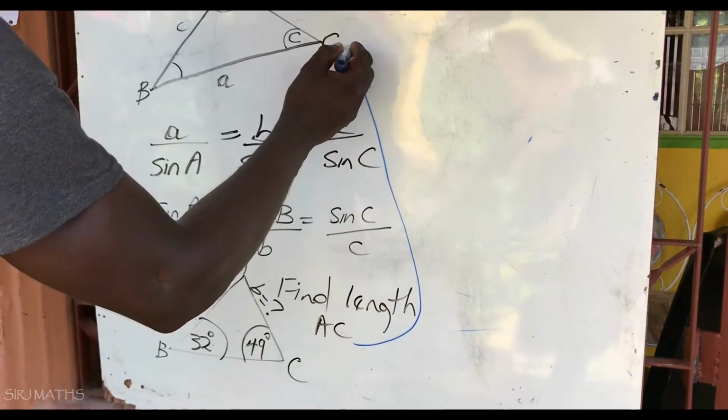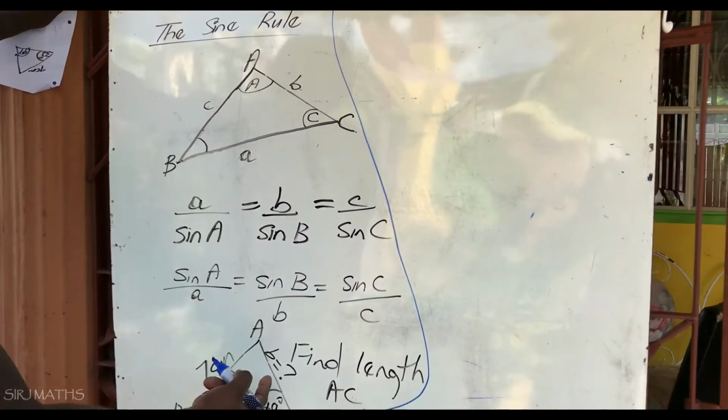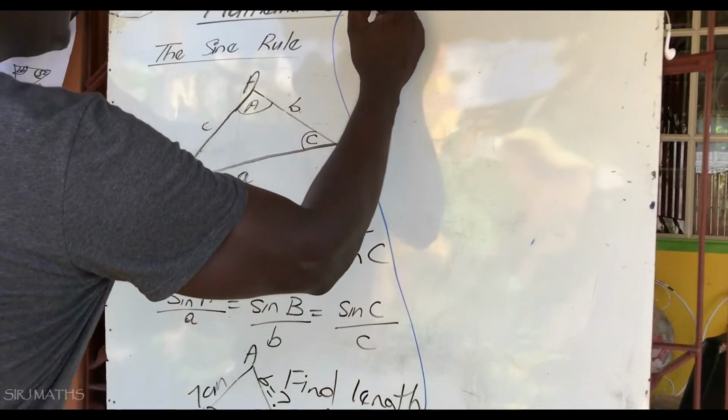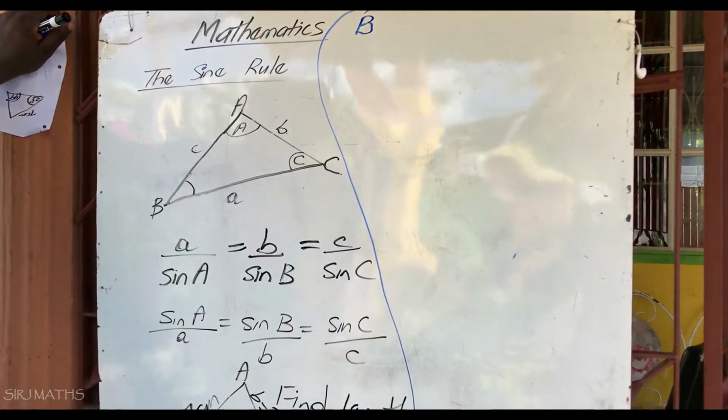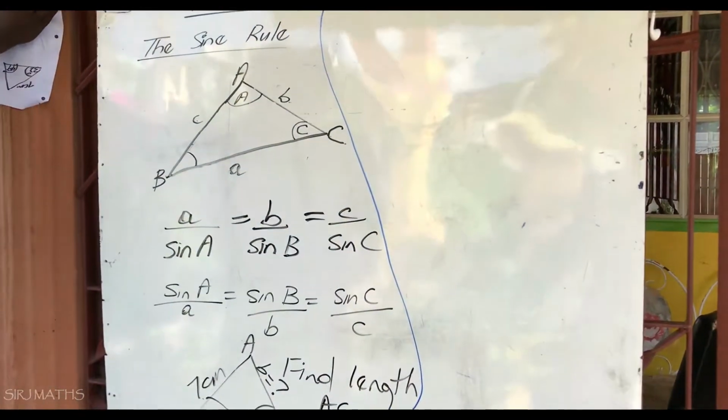Okay, now we write down the elements that we basically have. We have angle B, so we use a capital letter to denote the angle. So angle B here equals 32 degrees.